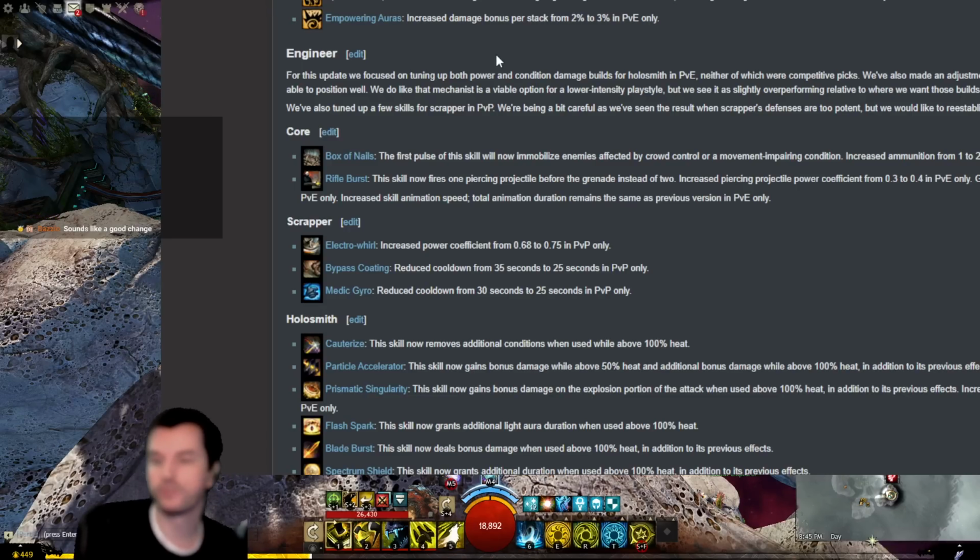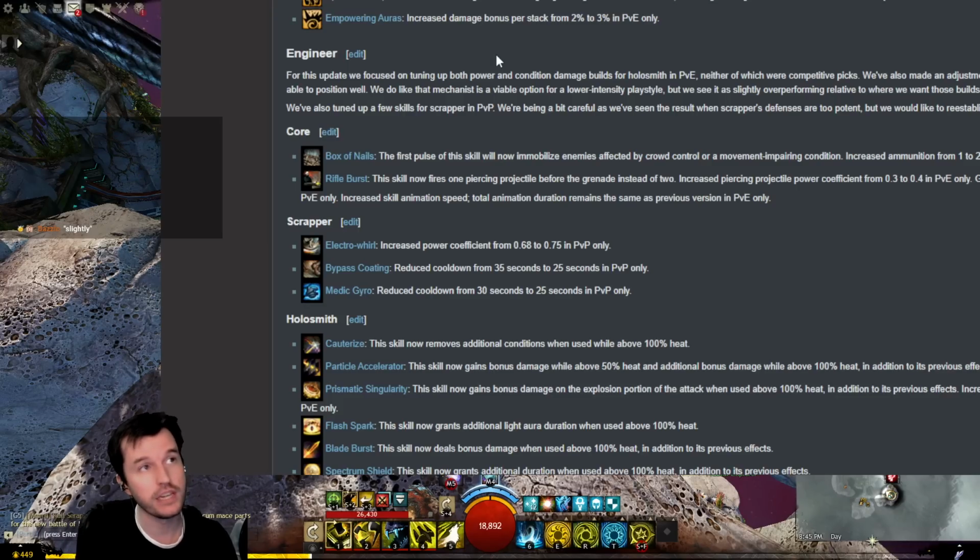We've also tuned up a few skills for Scrapper in PvP. We're being a bit careful as we've seen the result of Scrapper's defenses being too potent. This is in reference to some years ago, there was a PvP season where one Scrapper standing on a point, it would take 3 or more people to dislodge them. They were just like immovable objects. They were so durable and had so much barrier generation. That's what led to later, they got the trait that reduced their vitality by a large margin, which was just recently reversed. So they're trying to make Scrapper better, but they are having PTSD of those days and watching out for that. Core changes to Engineer.